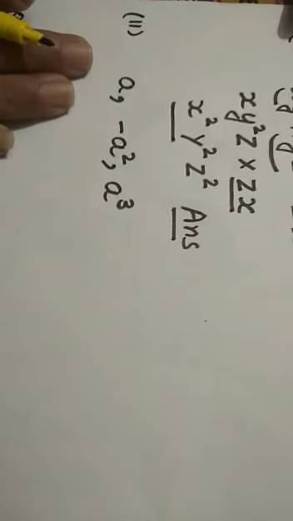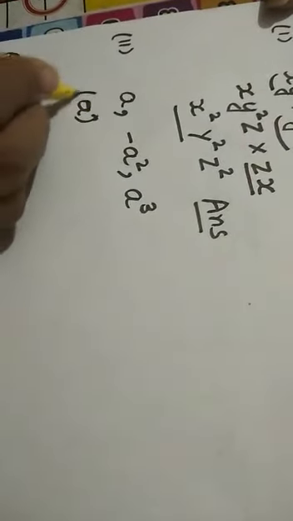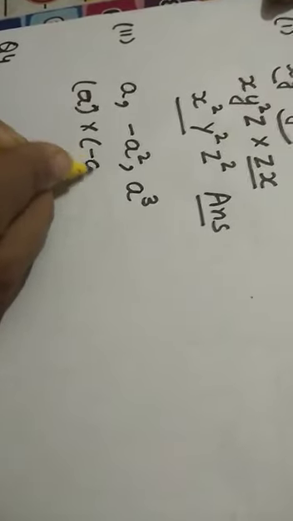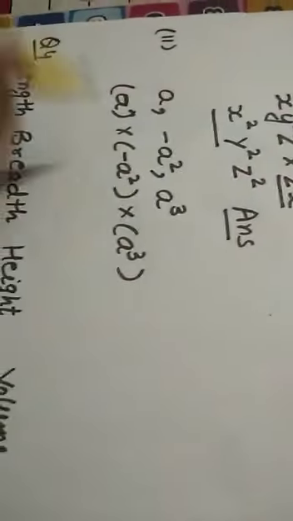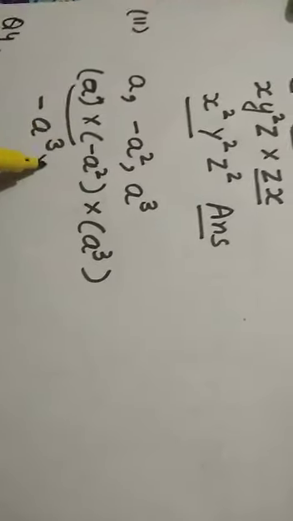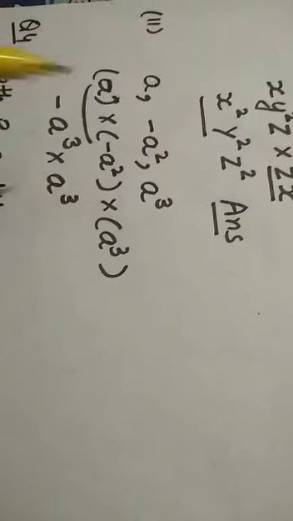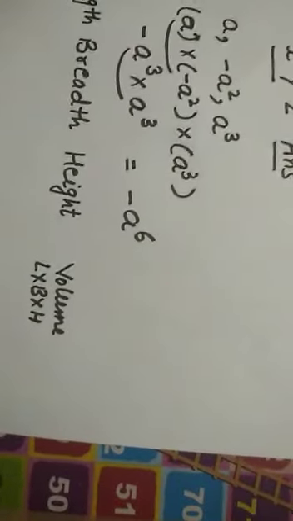Now second part of this question, again trinomials are given to you. A multiplied by minus a square multiplied by a cube. So now the product of the first two will be minus a cube multiplied by a cube. So the result will be minus a raised to the power 6.